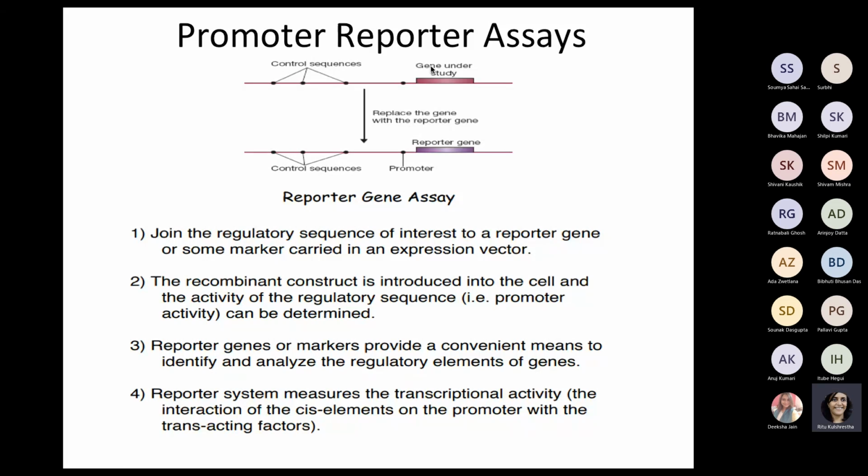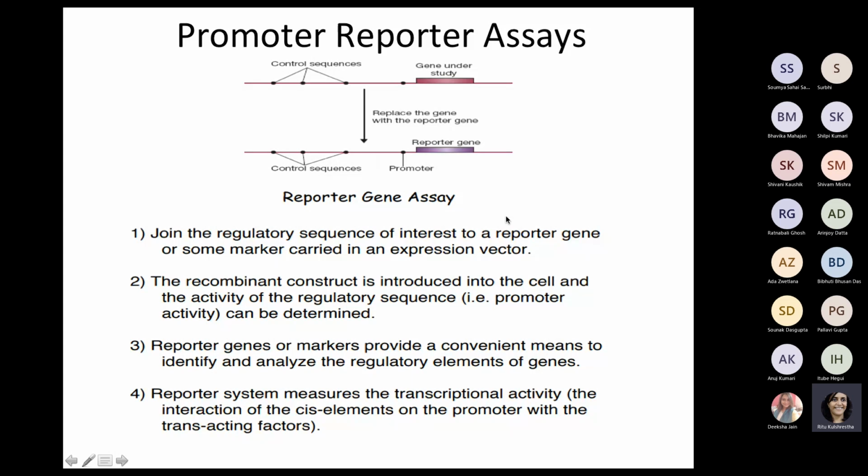Is this clear? So it is through the GFP that I've cloned downstream of my promoter that I can come to know that, in response to heat shock, if I'm seeing higher GFP activity, it means that my promoter is heat inducible. So this will be my conclusion from the experiment that I've just done, right?